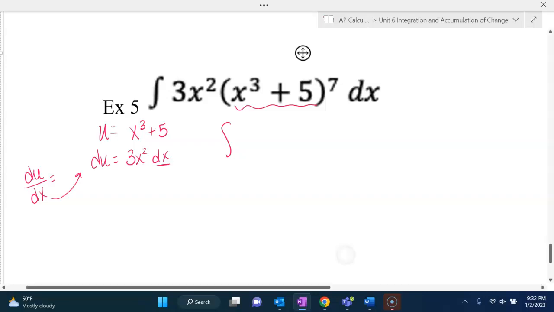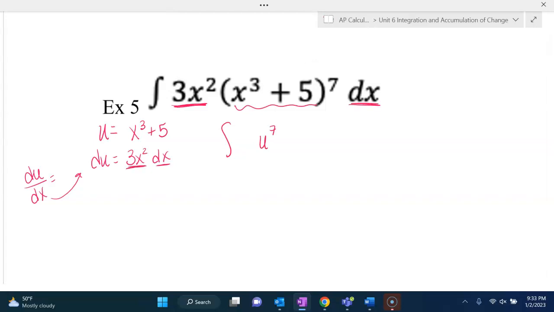Okay, so I'm going to substitute each piece out. So x cubed plus 5, that's my u, and I have u raised to the 7th power. Oh my goodness, 3x squared is perfectly right there, and dx is perfectly right there. This substitutes perfectly for du. So we are substituting every piece out, hence the term u sub. Here, just integrate u to the 7th with respect to u like you normally would, so it turns to u to the 8th over 8 plus c. Okay, it's just u's instead of x's.